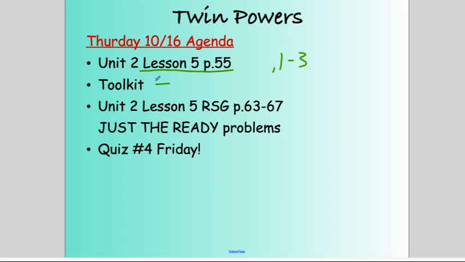Now, we do have a toolkit today, so that is going to take up a decent portion of our time today. And then, like I said, we're not finishing the lesson. So when we are looking at the homework problems, we're just doing the ready today. So just the ready homework problems due tomorrow. And then quiz 4 is on Friday. So we're going to have some new homework grading guidelines as well. And I will get to those when I get back.